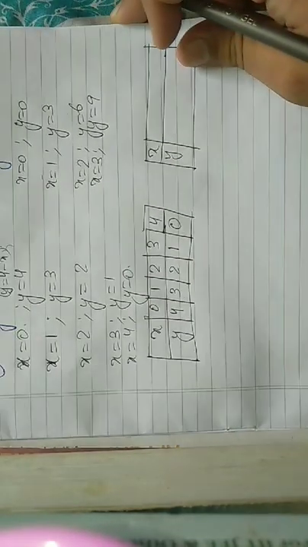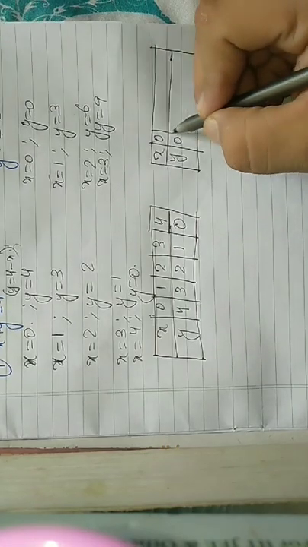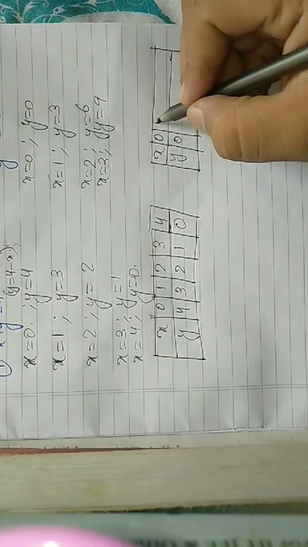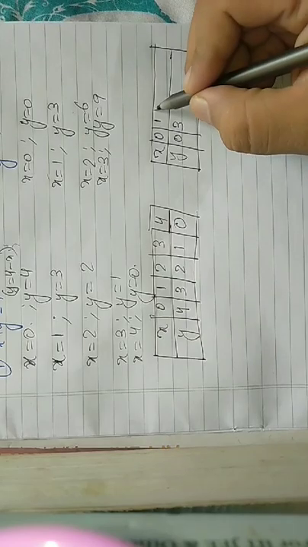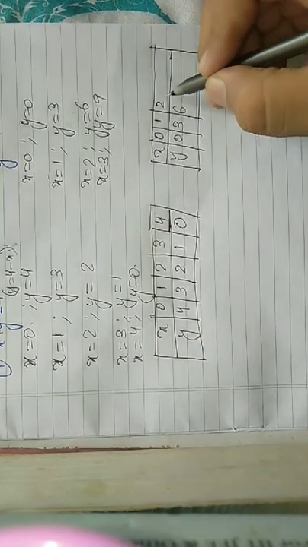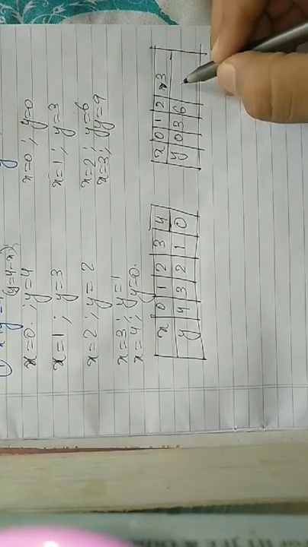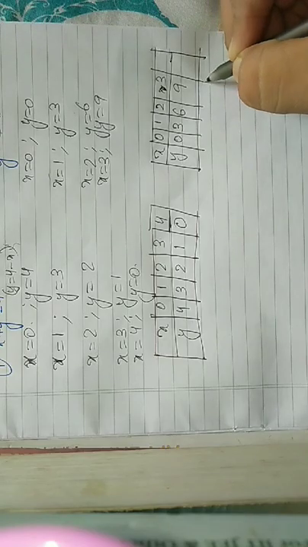x, y. If x is 0, y is 0. If x is 1, y is 3. If x is 2, y is 6. If x is 3, y is equal to 9. So 0, 0; 1, 3; 2, 6.